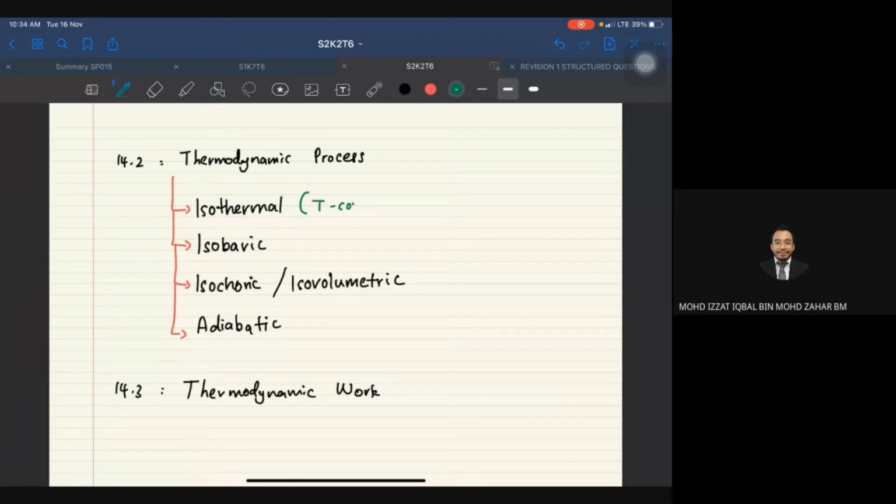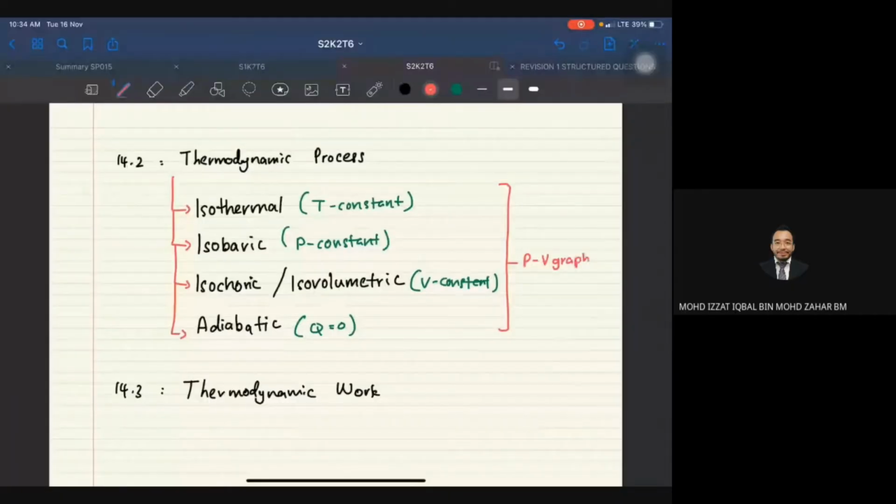T constant. Isobaric, P constant. This one is V constant. And for adiabatic, you need to understand that this one Q equals to 0. Okay. These four, you need to be able to understand yang apa yang constant dengan dia punya graph. Okay. So these four you need to understand dia punya PV graph. Bentuk PV graph tu macam mana dan apa maksud bila dia constant.